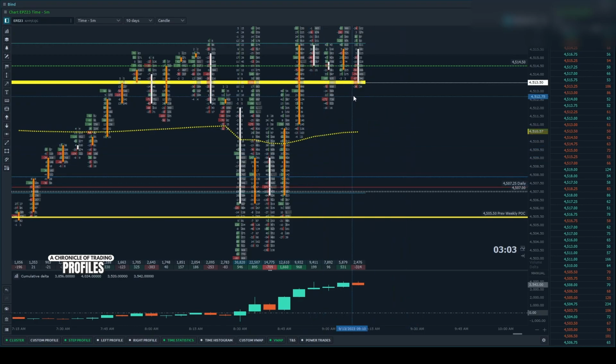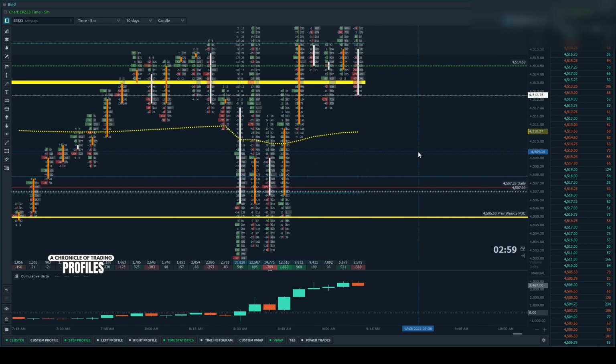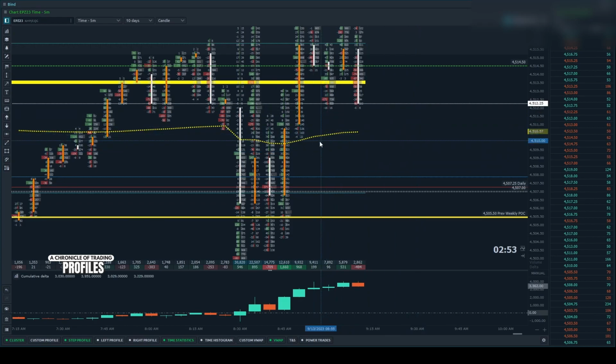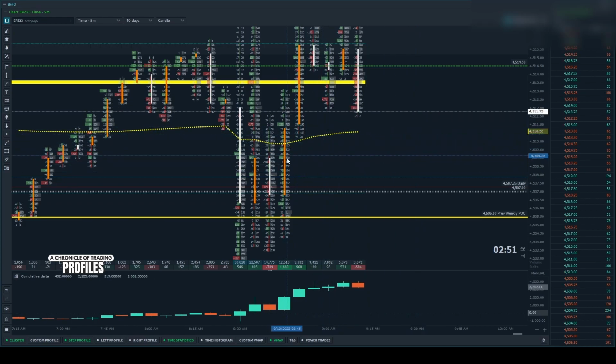This is also set to a 5-minute. There's no significance to that, just a smaller time frame. It's about the smallest time frame that I look at. And I don't trade off this. I only use this for zooming in confirmation purposes.